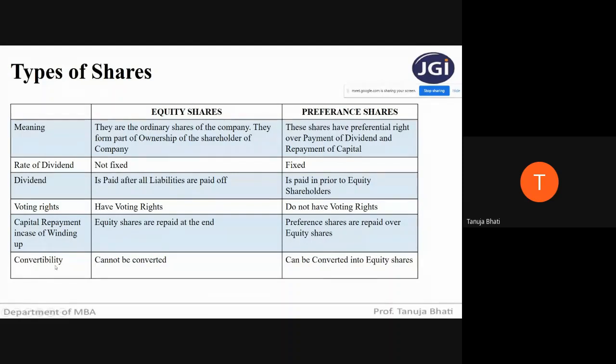Next, convertibility. Equity shares cannot be converted; preference shares can be converted into equity shares. Once you are an equity shareholder, you cannot convert yourself into a preference shareholder. But if you are a preference shareholder, you can convert the preference shares you are holding into equity shares. That is allowed. So this is the basic difference between equity shares and preference shares that are issued by the company in order to raise finance. Is this understood by everyone?